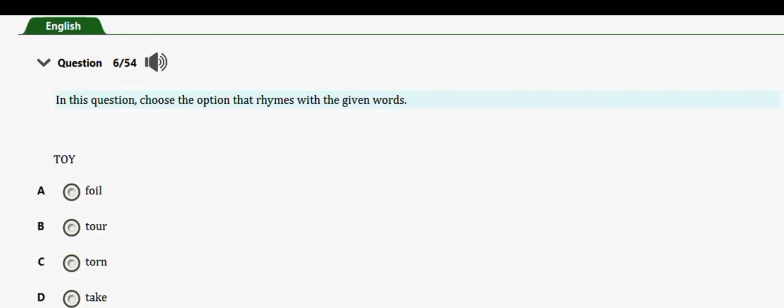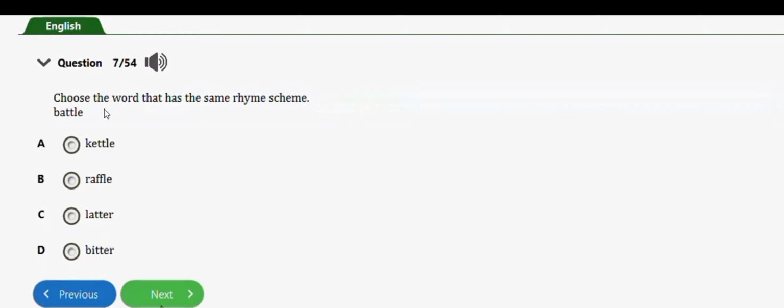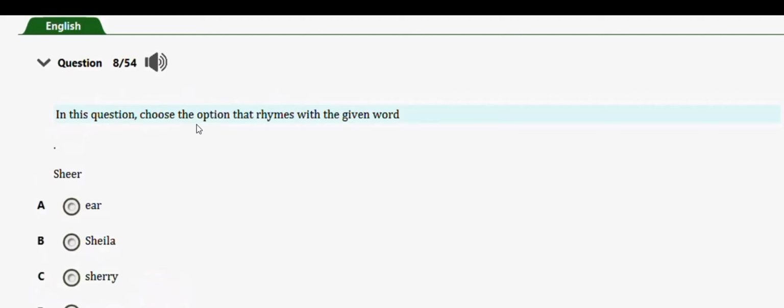Next question, it says, choose the one that has the same rhyme with battle. So this one is obvious. Kettle, raffle, letter, beta. Right answer is option A, which is kettle. Next question, it says, choose the one that has the same rhyme with shear. We have ear, Sheila, Sherry, Kia. Right answer is option A, which is ear.